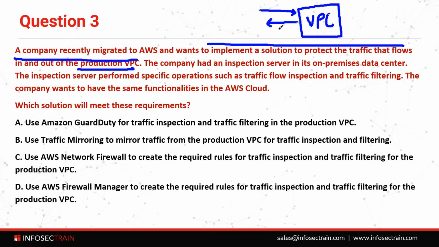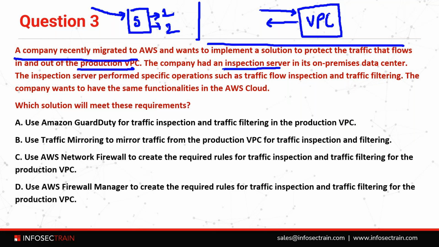The company has an inspection server in place in the on-prem data center. The inspection servers perform specific operations such as traffic flow inspection and traffic filtering. The company wants the same functionality in the AWS cloud. In their on-prem infrastructure, if they have server 1 and server 2, then before the traffic reaches server 1 and server 2, it goes to this inspection server and then to the servers. They want the same kind of setup in AWS as well.